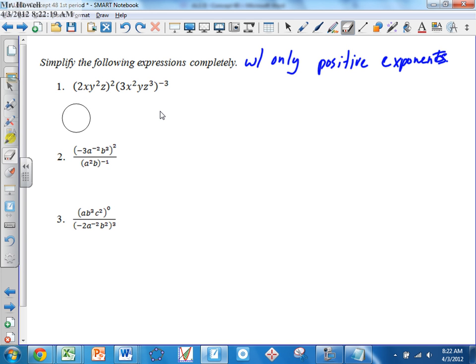What does the negative exponent mean again? One over this, with a positive exponent. So I would write this as 1 over this entire thing with a positive exponent. Which part? How do you know?